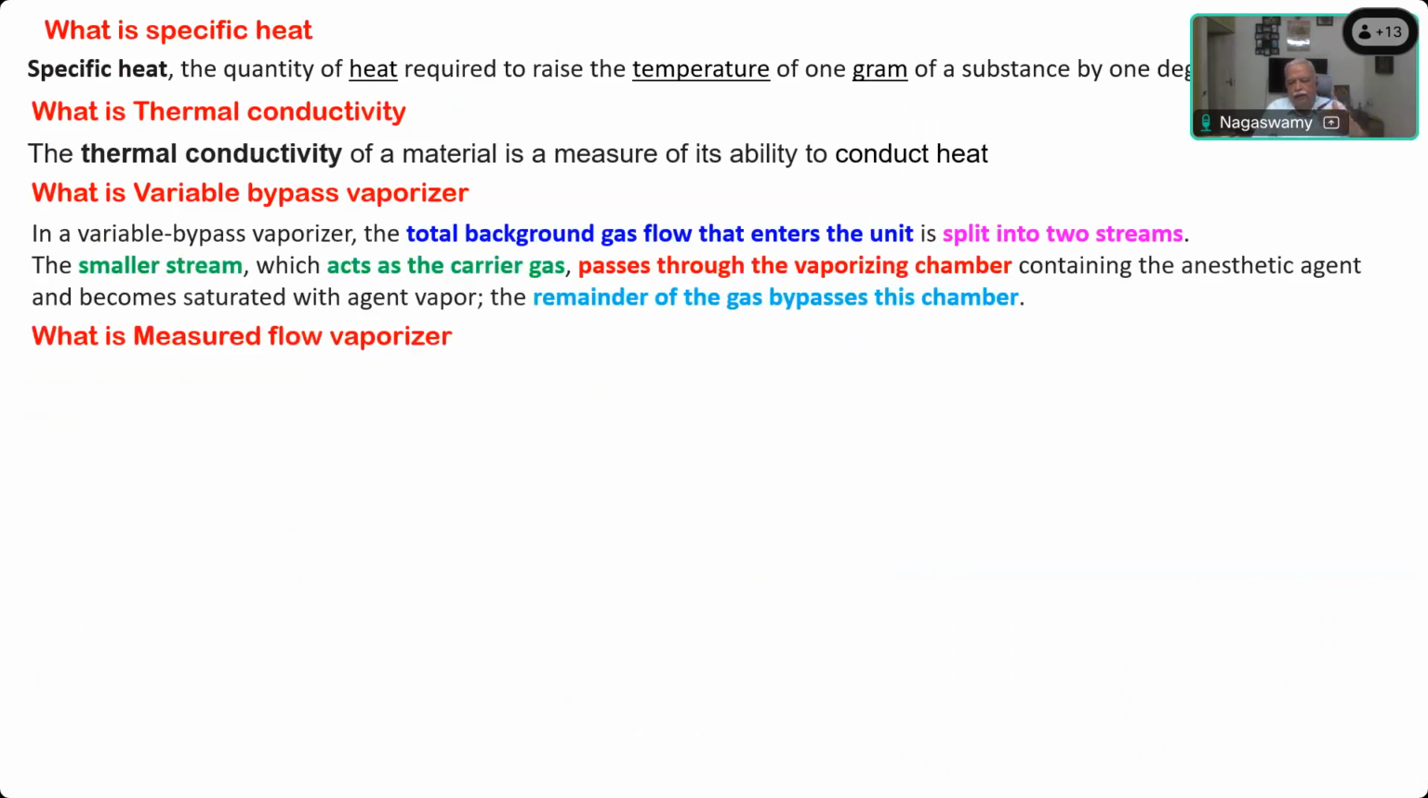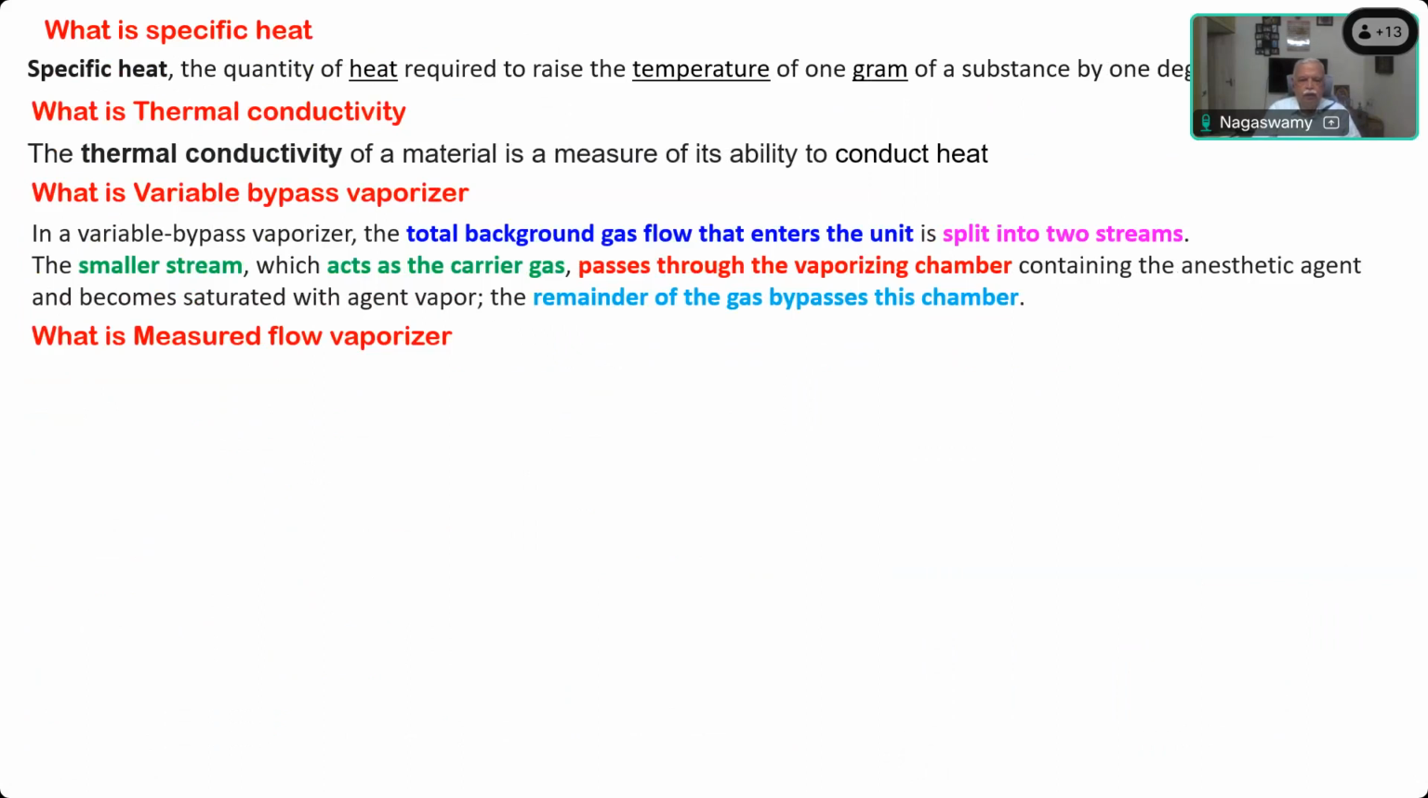For example, if you are using oxygen 1 liter and nitrous oxide 2 liters, a total fresh gas flow of 3 liters is coming out from the flow meter. Out of which, by using the 1% setting, only 1 liter goes into the vaporizing chamber, the other 2 liters go straight. So the splitting ratio becomes 2/1. Then at the end it carries the vapor, and again the total flow becomes 3 liters at the exit of the vaporizer. Okay, so this is the variable bypass vaporizer.